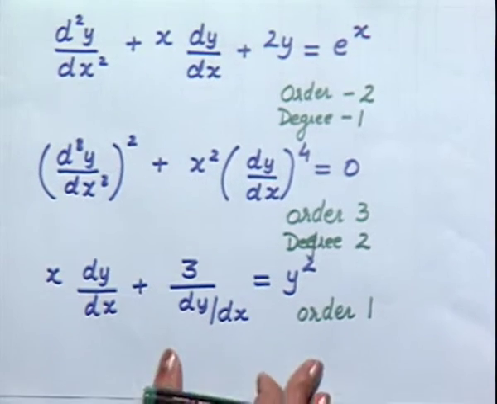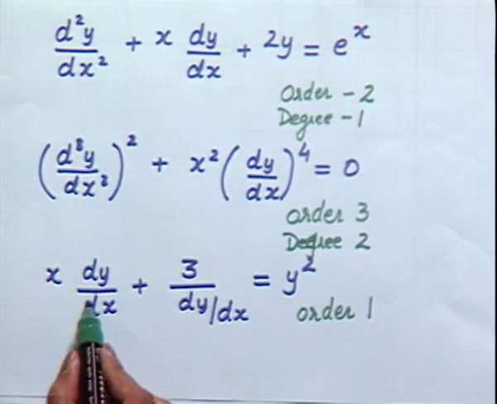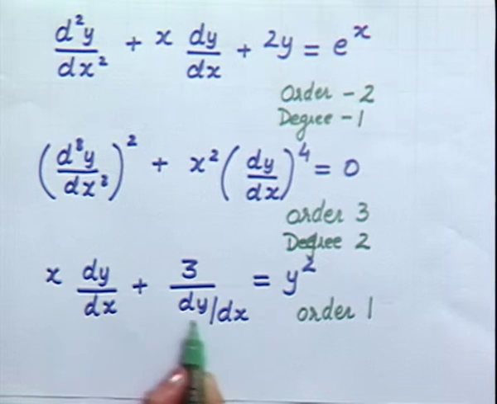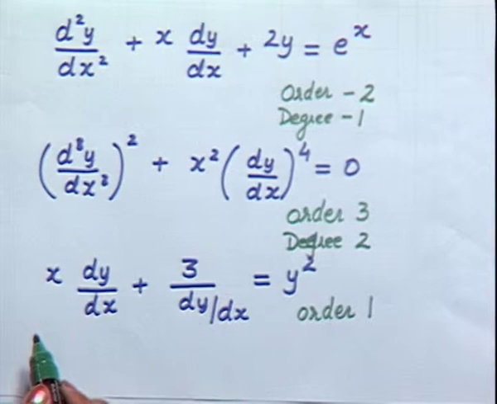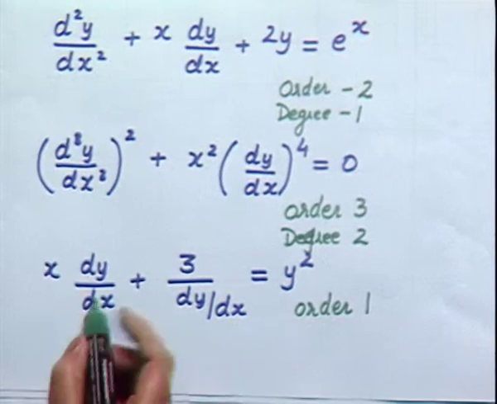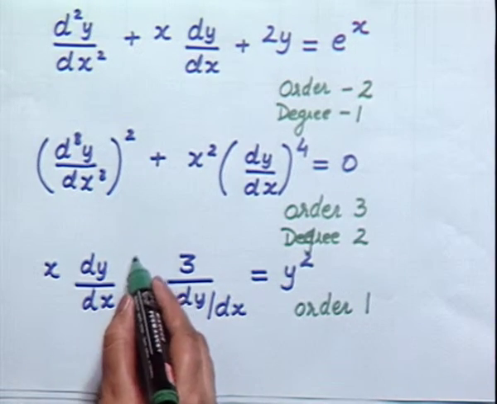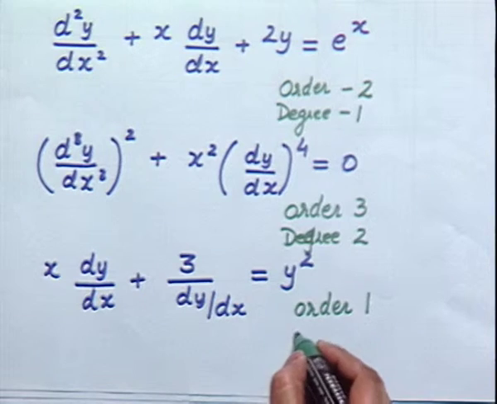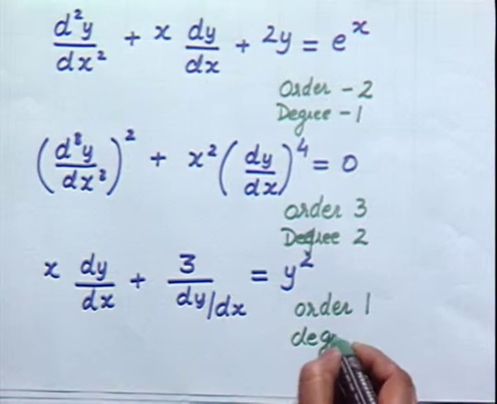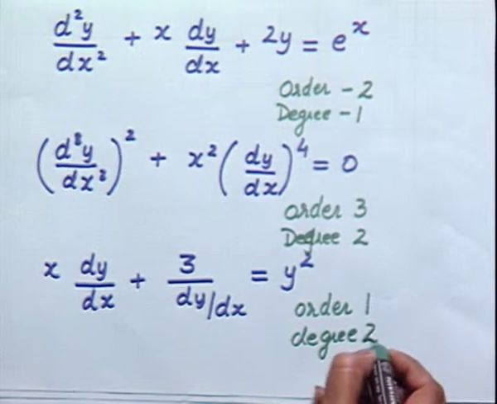For the last one, you have to see that the derivative dy by dx, if it appears in fractions, has to be first put in the straight form. And to do that, you can always bring it in the numerator and it will become dy by dx whole square. So, the degree is not 1 as it appears, but it is equal to 2.